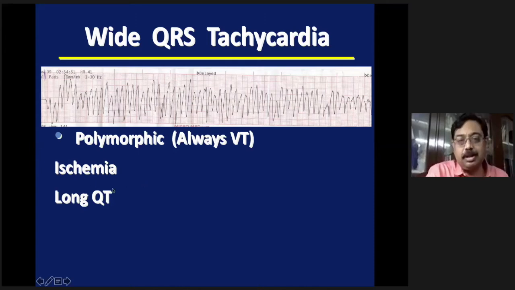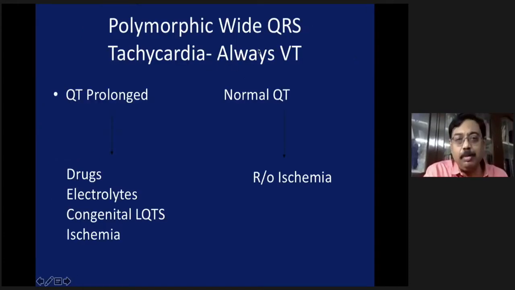And this generally is caused by two important things, depending on the age and the clinical background. Either it could be an ischemia. Typically, a patient with chest pain comes with this ECG, you shock him and then you find an escalation, or it could be a long QT. Now, polymorphic wide QRS tachycardia, as I said, is always a VT. If it is a normal QT, you should still rule out ischemia. If the QT is prolonged, you should think of drugs like amiodarone, and electrolytes. You can have potassium, magnesium, calcium disturbances, or rarely, if the patient is a young person, please remember a congenital long QT syndrome.